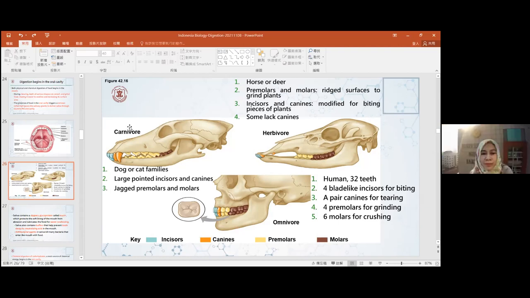Yes. That's why the incisors are very large, Prof. Okay, maybe like that, Haris. Karena ini incisors-nya cukup besar. Jadi itu, the action will be taken part by the incisors, maybe, I think. Okay. Thank you, Prof. Thank you.